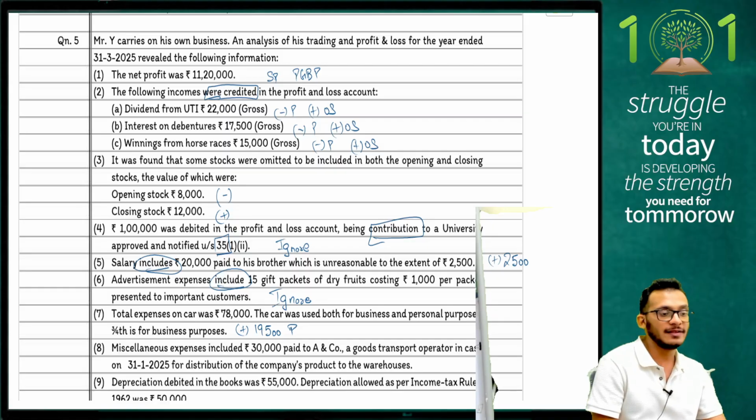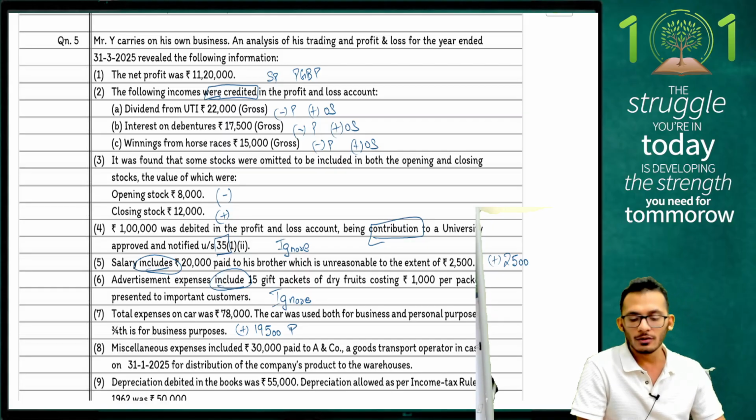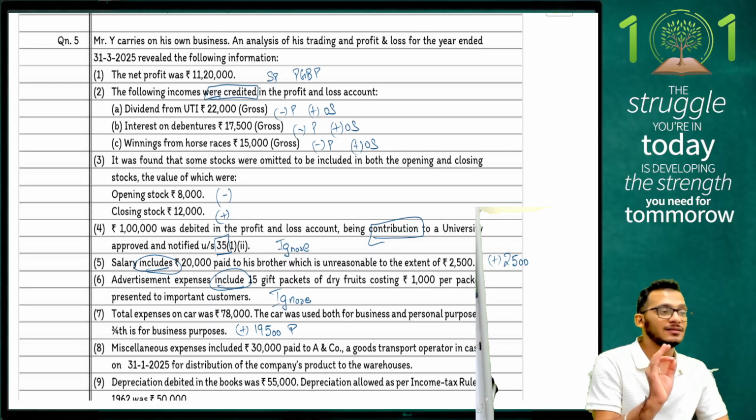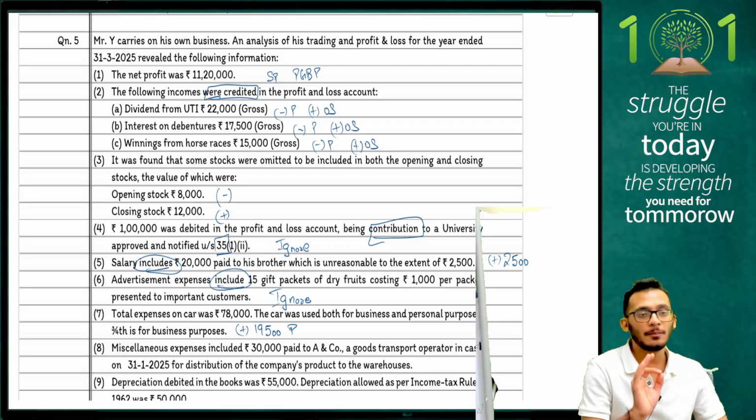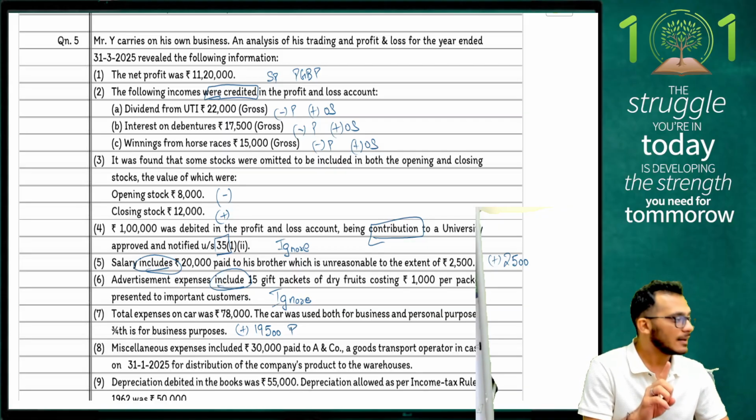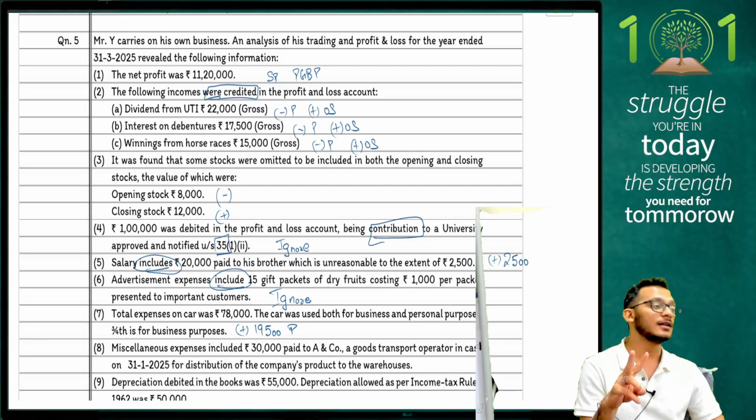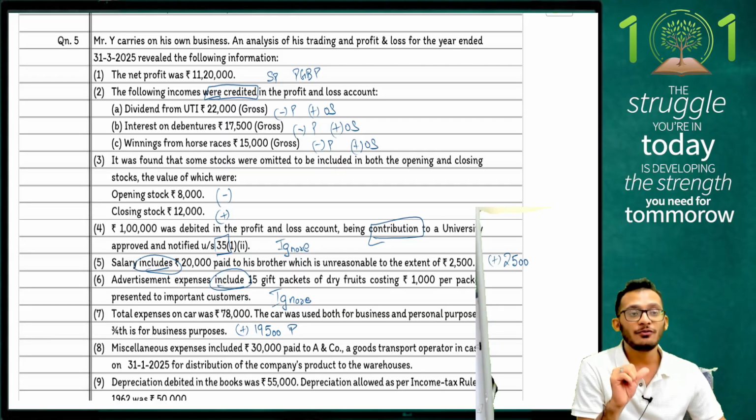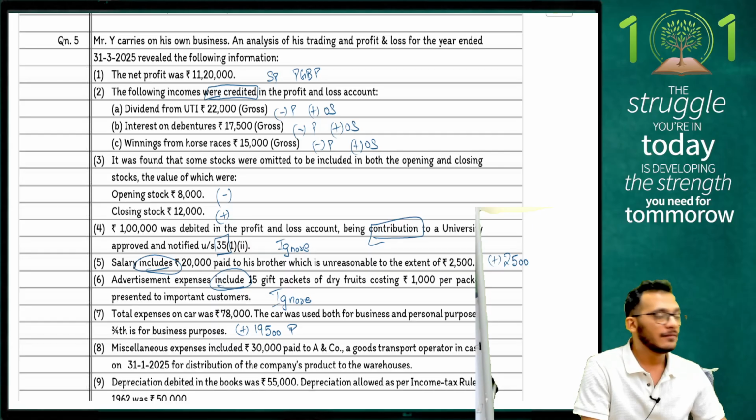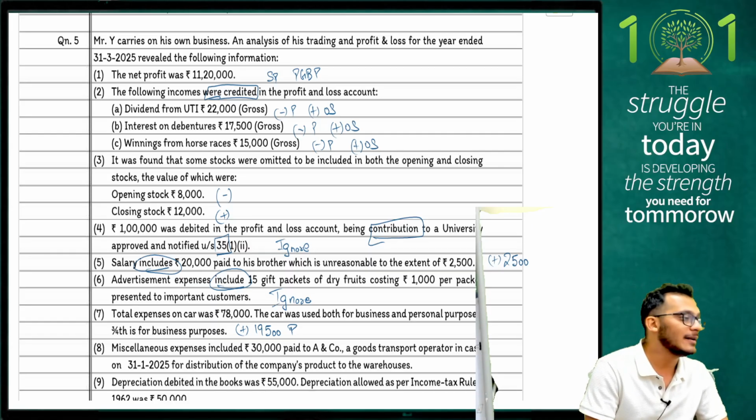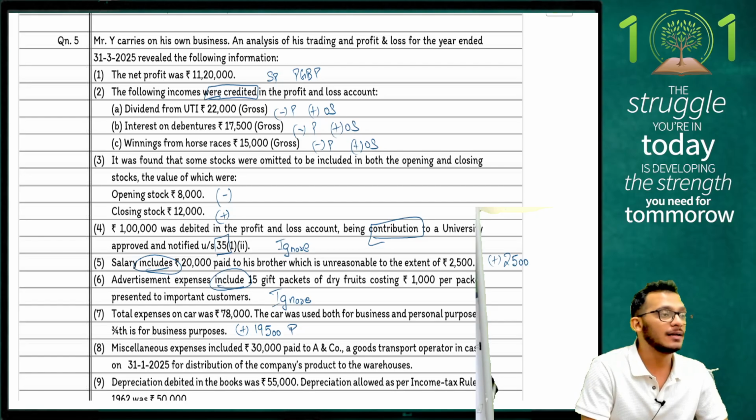Next, miscellaneous expenses are including 30,000 rupees, which is paid to A and Co, a goods transport operator, in cash on 31st January 25 for distribution of company's products to the warehouse. Checkpoints: cash payment and transport operator. Cash payment for transport operator limit is 35,000. I paid 30,000, which is within the limits, already there in P&L, should be there in P&L. Therefore, ignore.